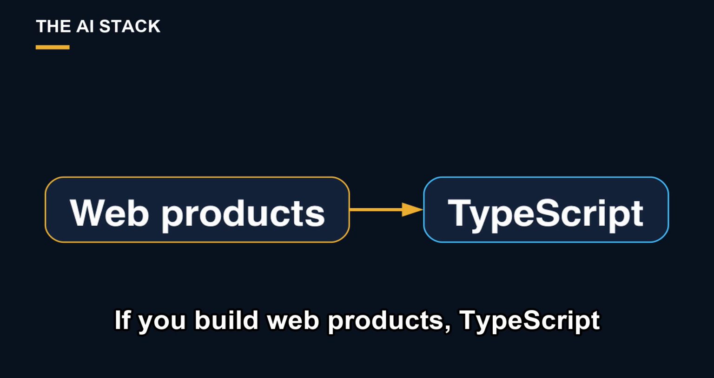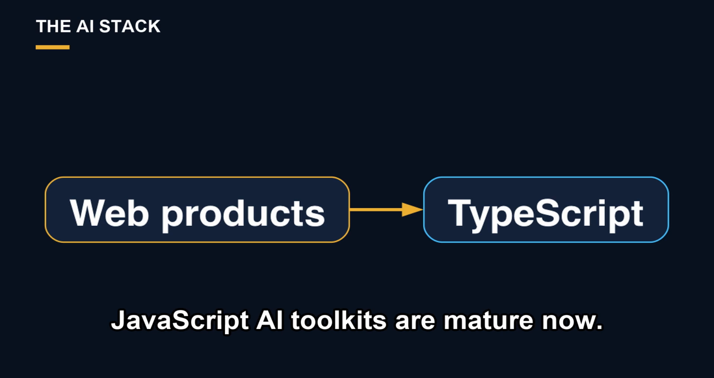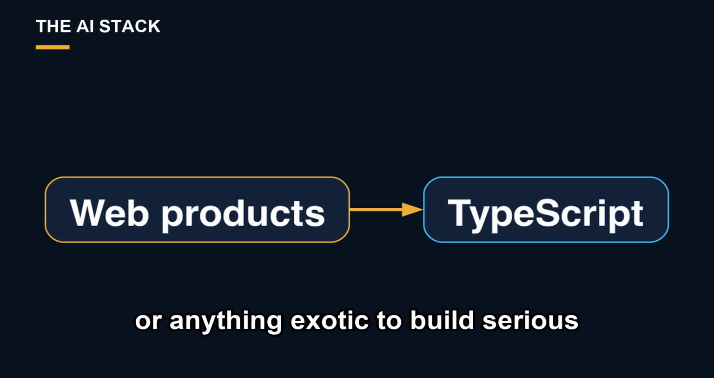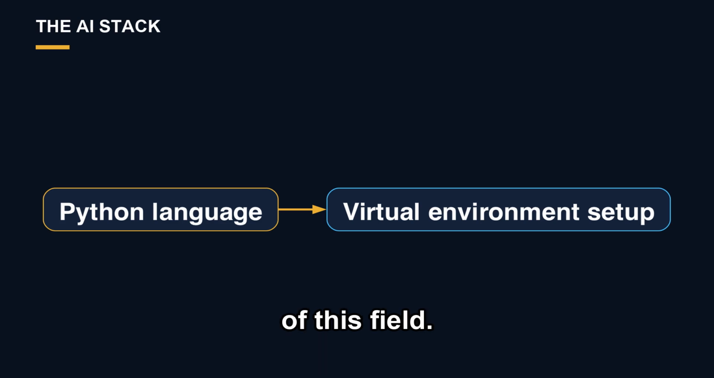If you build web products, TypeScript is the worthy second language. The JavaScript AI toolkits are mature now. But nobody needs C++ or Rust or anything exotic to build serious AI applications. Python plus curiosity covers 95% of this field.